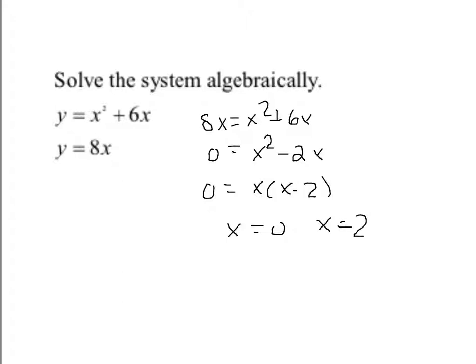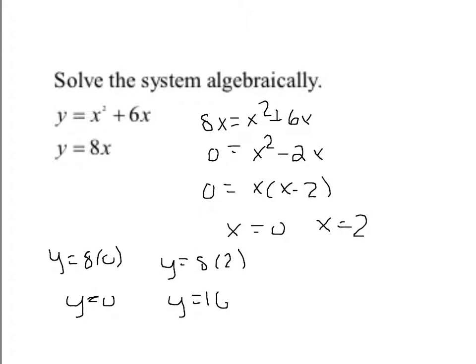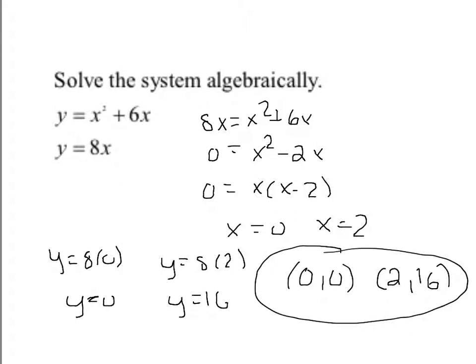Plug those in. Y equals 8 times 0. Y equals 8 times 2. Y equals 0. Y equals 16. So you have 2 points. You have the point 0, 0 as a solution, and you have the point 2, 16. Okay, so let's look at another one.